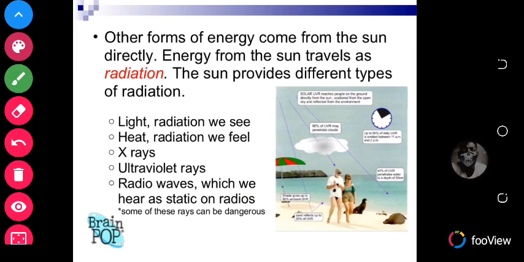Let's look at other forms of energy that come from the sun directly. Energy from the sun travels as radiation. The sun provides different types of radiation. It provides light, the radiation we see. It provides heat, X-rays, ultraviolet rays, and radio waves, which we hear as static on radios. And some of these rays can be dangerous.